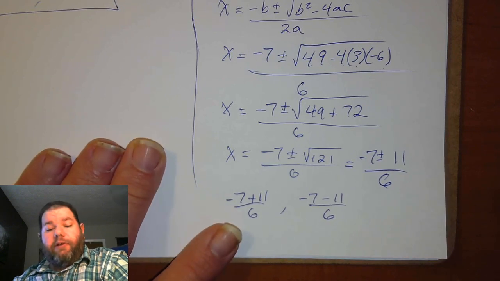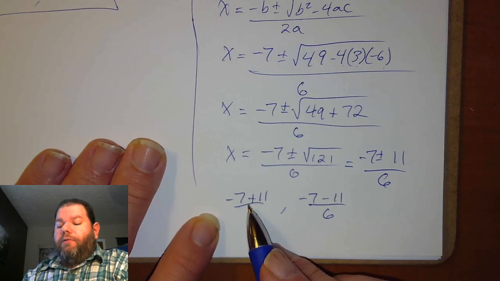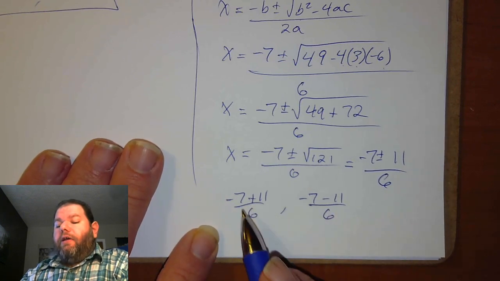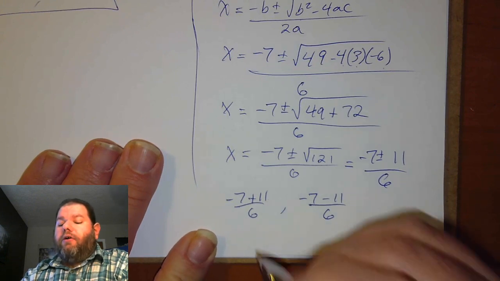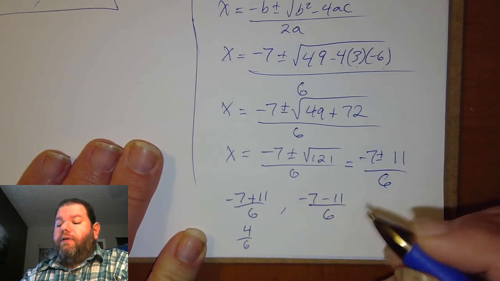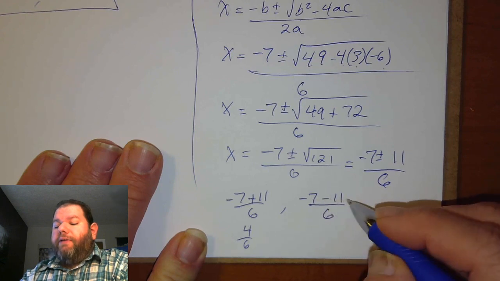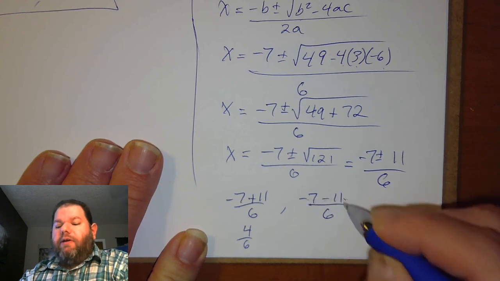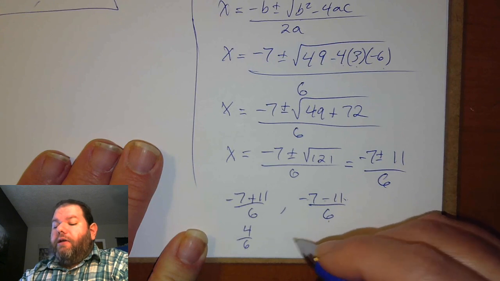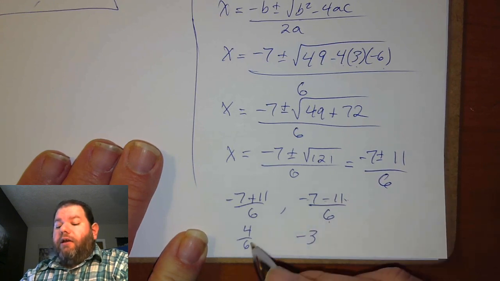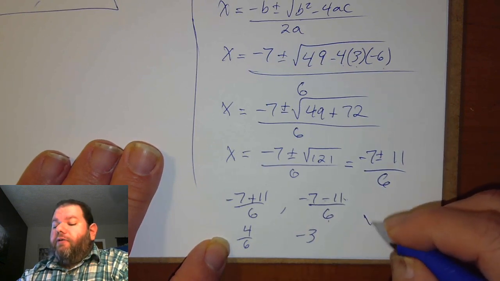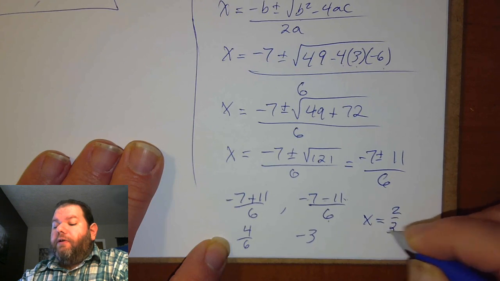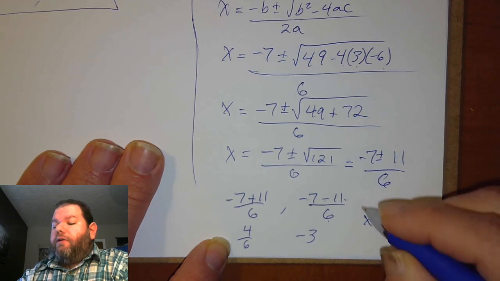So when we have the plus or minus, of course we want to split it up, one with plus and one with minus. Negative 7 plus 11 is positive 4 over 6, gives us 4 over 6. Negative 7 minus 11 is negative 18, divided by 6 is negative 3. And instead of 4 over 6, we could go ahead and reduce that and say 2/3. So we'll say x equals 2/3 and negative 3.